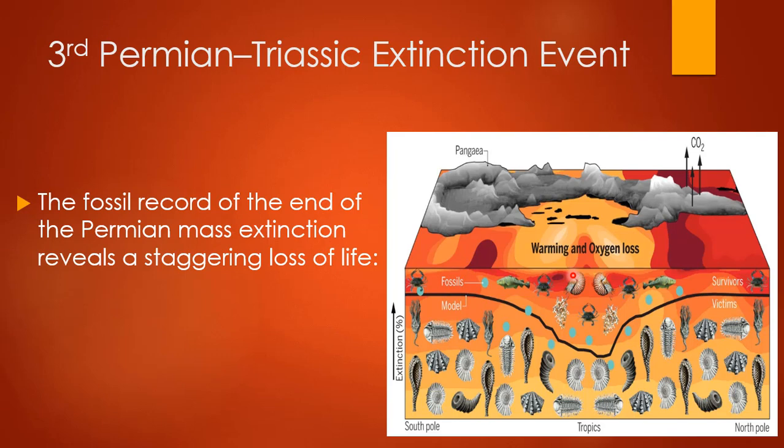So if we look at that, the fossil record at the end of the Permian extinction reveals a staggering loss of life. So here's the extinction percent. So these are the ones that went extinct, and these are the survivors up here. And again, the land formations were different. We had Pangaea, which was mostly in the South Pole. We had very little land in the tropics. And then we had some land in the North Pole. And what you're going to see in a second is that in the North Pole, there is actually a huge volcanic eruption around Siberia, where Russia is, and that caused a massive amount of gases and CO2 and stuff to be emitted into the air.